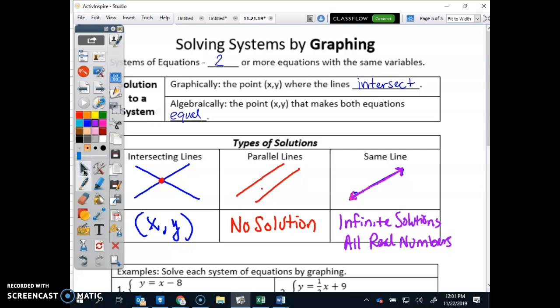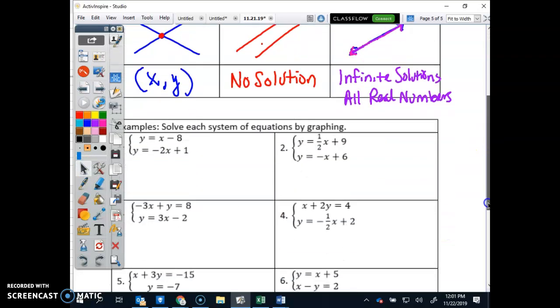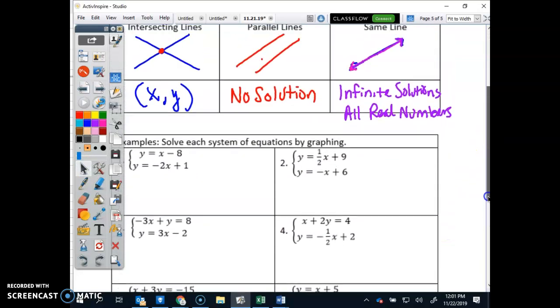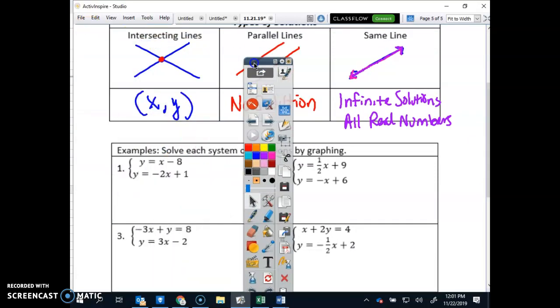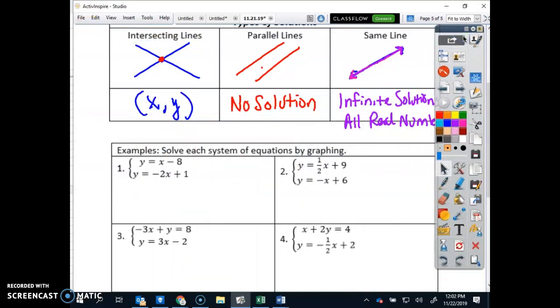You guys have the easy job of graphing all of these and telling me how many solutions they have. If they have one solution, like this one, tell me what the solution is. But if they look like this, you're going to tell me no solution. And if they look like this, you're going to tell me infinite solutions. So let's go ahead and start with problem number 1. Pause the video, graph both of these, and tell me what the solution is.